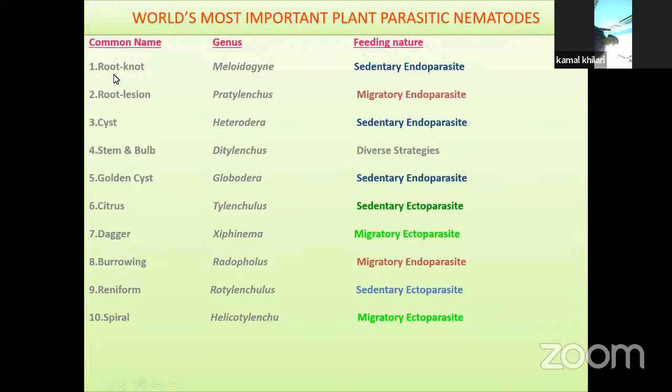After this nematode, there are root lesion nematode, cyst nematode, stem and bulb nematode, and golden cyst nematode. This one specifically causes damage to the potato. The golden cyst nematode is confined to some areas, particularly the Nilgiri and Palni Hills. Then there are the citrus nematode, dagger nematode, burrowing nematode, reniform nematode, and spiral nematode. So these are some specific nematodes which are most damaging to crop plants.